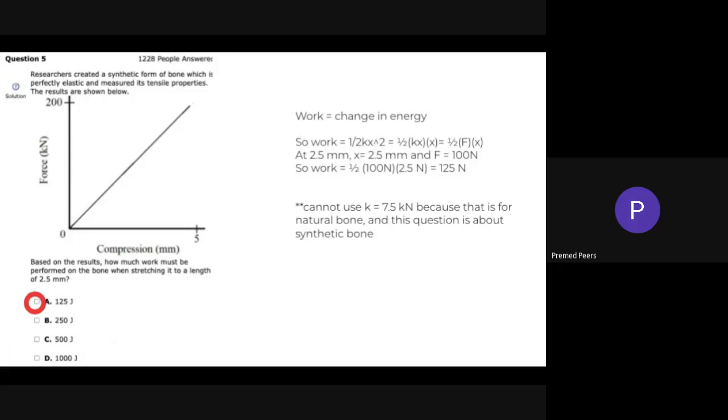So then what you need to do is rearrange it into 1/2 kx times x, where kx is force, and you do have force at 2.5 millimeters. And then you just look on the graph to see at 2.5 millimeters, x equals 2.5 millimeters, and then F equals 100, and then use that equation to do work equals 1/2 times 100 times 2.5.